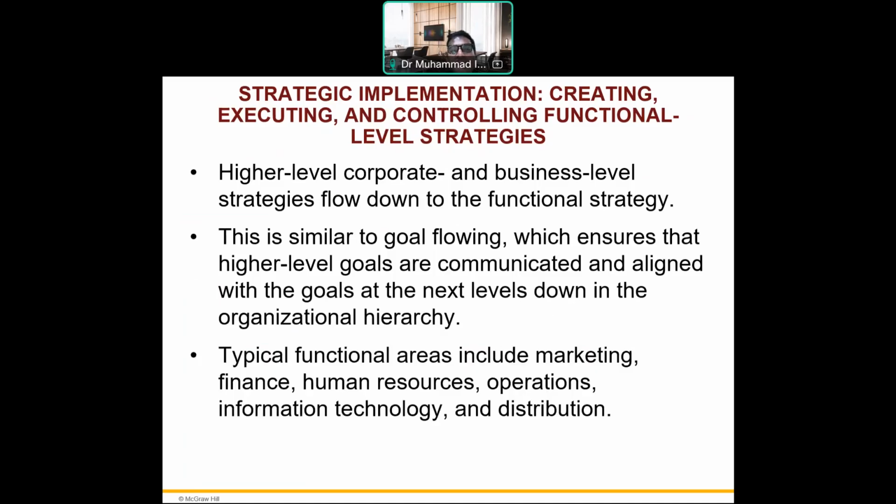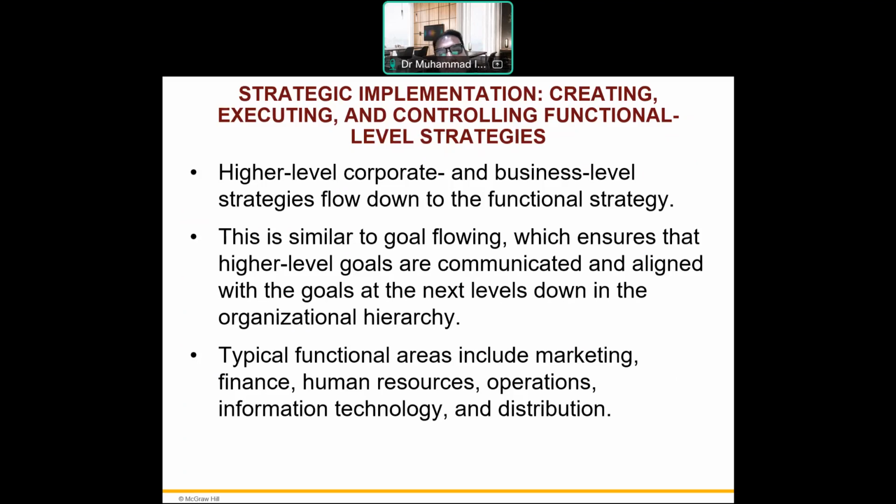Higher level corporate and business level strategy flow down to the function level. From corporate level to business level, then to function level, because who will implement the strategy? Functional levels, like the finance department, HR department, and marketing department. This is similar to goal flowing, which ensures that higher level goals are communicated and aligned with the goals at the next level down in the organization hierarchy. From the CEO to the worker, everyone should have the same goal and all are working for the same goal.